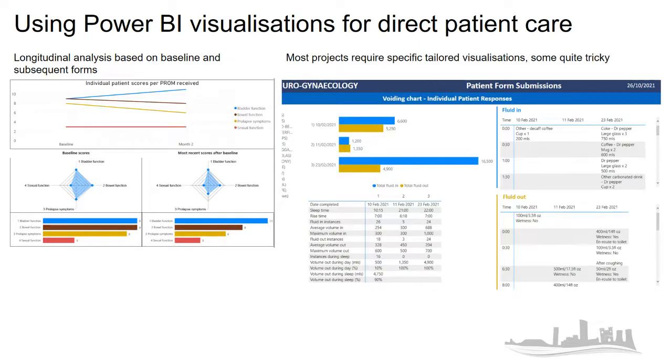And the clinicians like to see the statistics, which is in the middle of the page there, for each of these bladder diaries that the patient has done. And they also want to have a rough idea of what the fluid in and fluid out was. And that's on the left-hand side of the chart you can see there.